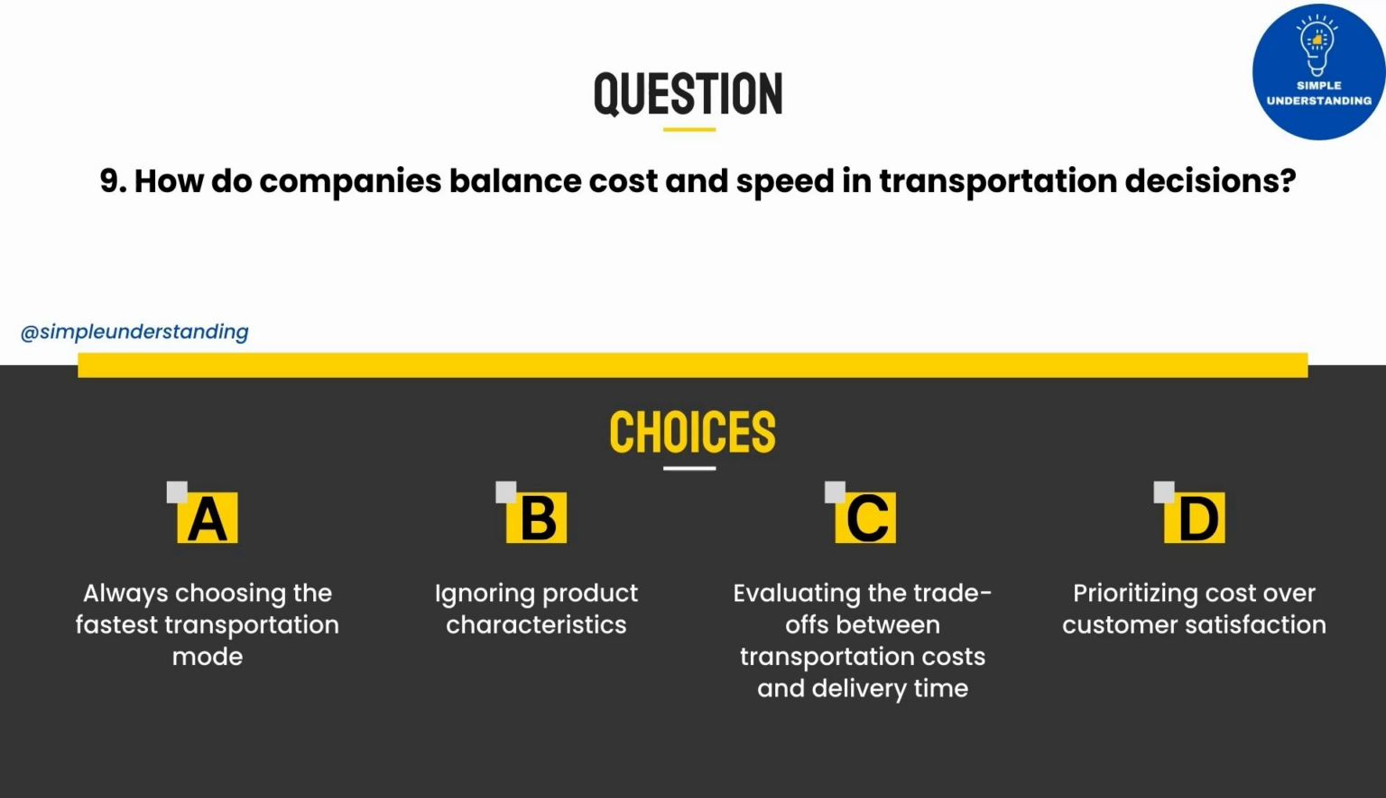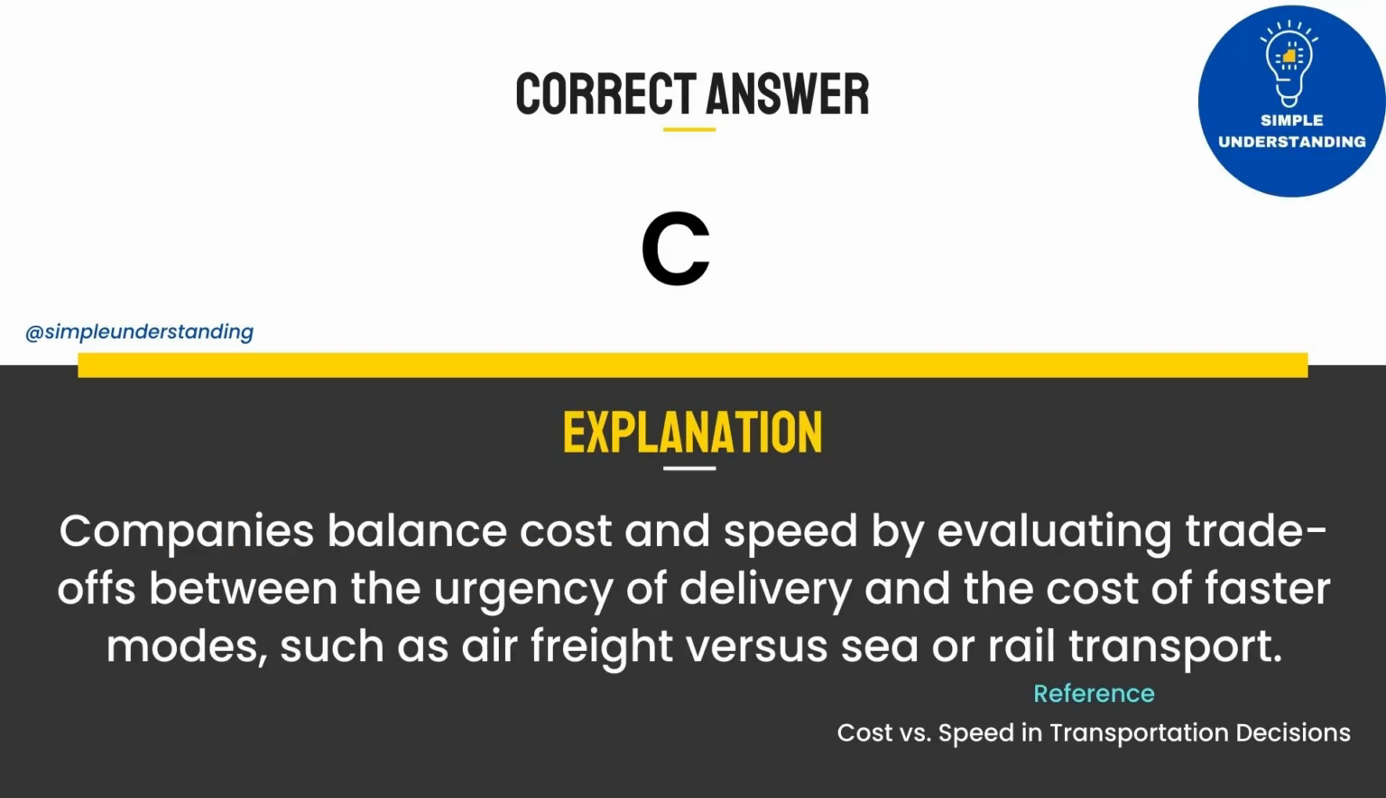9. How do companies balance cost and speed in transportation decisions? A. Always choosing the fastest transportation mode. B. Ignoring product characteristics. C. Evaluating the trade-offs between transportation costs and delivery time. D. Prioritizing cost over customer satisfaction. Answer C. Overall explanation: Companies balance cost and speed by evaluating trade-offs between the urgency of delivery and the cost of faster modes, such as air freight versus sea or rail transport.